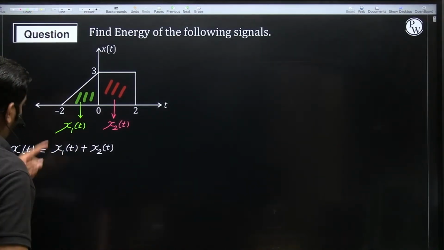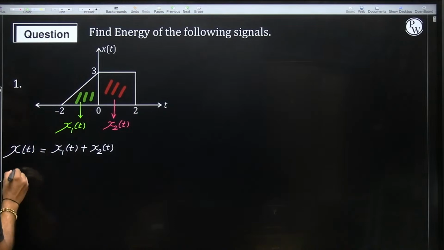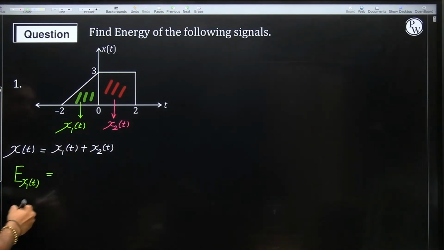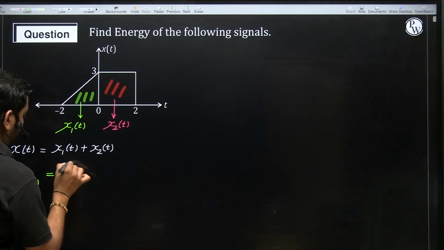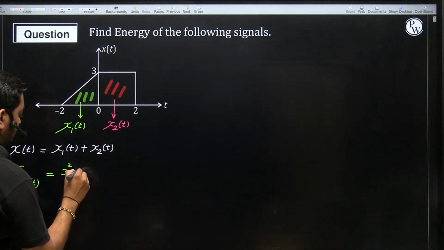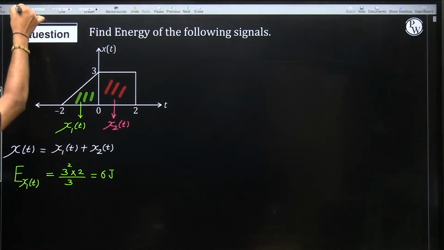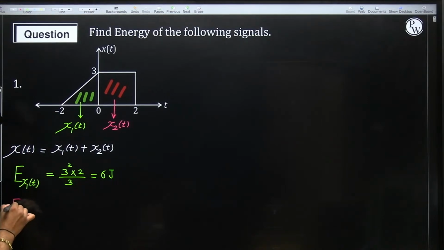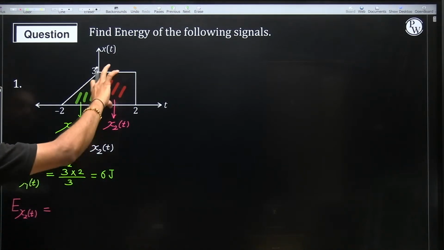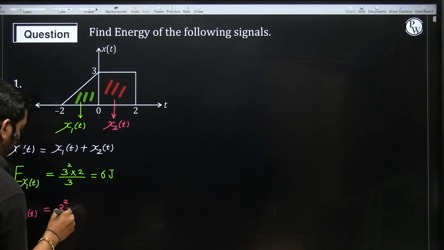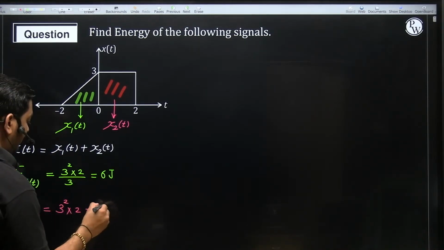Now what is the energy of x1 of t, the energy of the triangle? It is peak value square into width divided by 3, peak value square into width 2 divided by 3. So this is nothing but 6 joule. What is the energy of the second signal? It is a rectangle, amplitude is 3, so 3 square into width 2, so it is 18 joule.